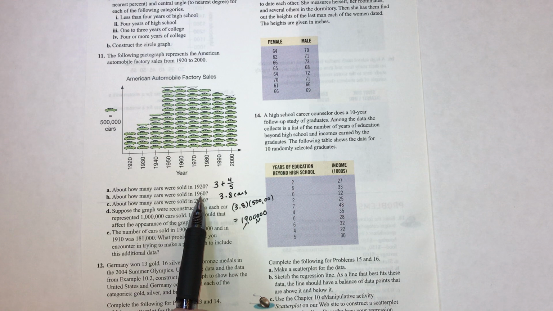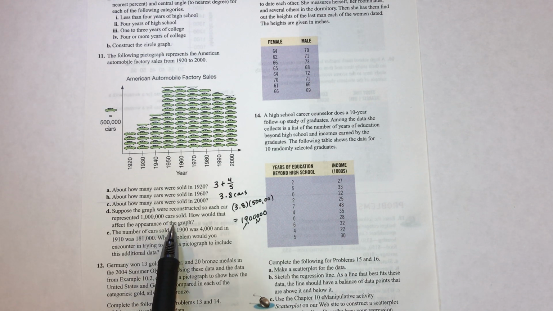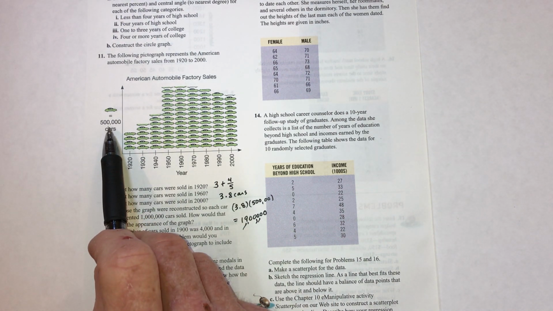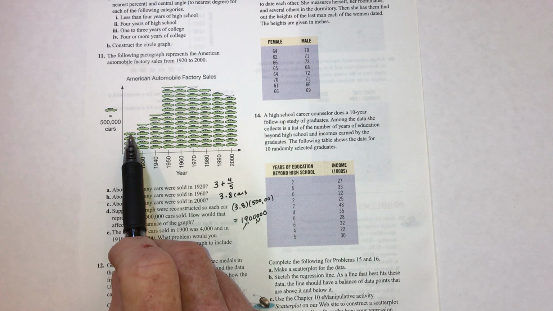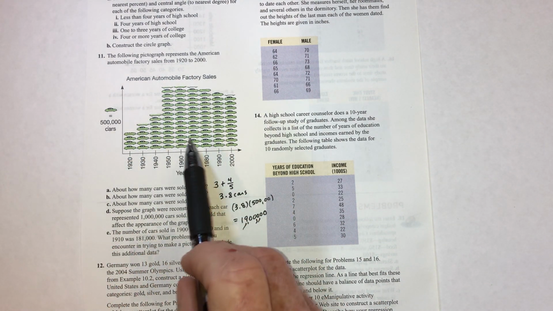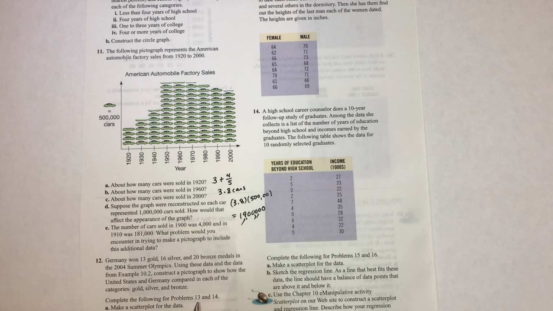Okay, then you do basically the same thing with those years. Suppose the graph was constructed so each car represents 1,000,000 cars. How would that affect the appearance of the graph? It would not affect it at all, because right now this is 500,000. So that means that each one of these would be twice as tall. But when you look at the whole picture, if you made all of them twice as tall, it would basically look the same. I guess it would look twice as tall, but it doesn't really affect the appearance.